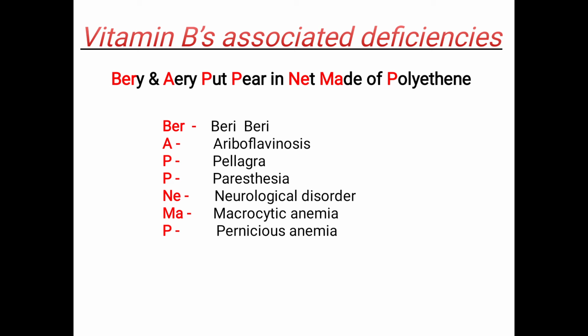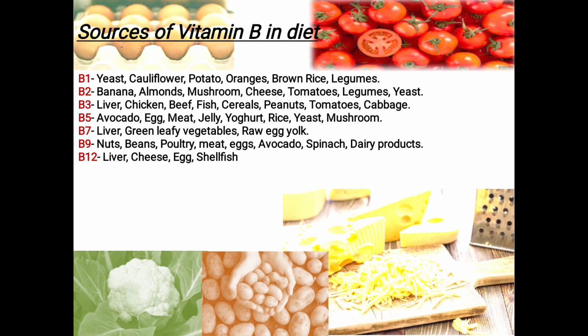Ne stands for neurological disorder, which is associated with vitamin B7, biotin. Ma stands for microcytic anemia, associated with folate, vitamin B9. And finally, P stands for pernicious anemia, which is associated with cobalamin, vitamin B12. I hope you are able to get a clear idea of what are the different deficiency diseases which are associated with the different vitamins. Now, if somebody asks you, where would I get these vitamins from?